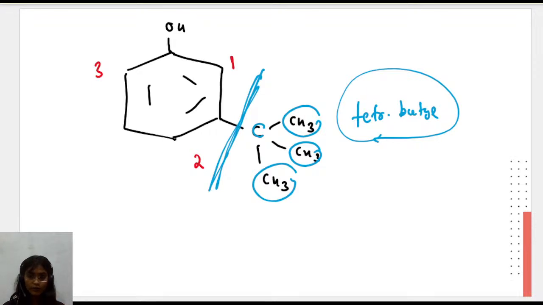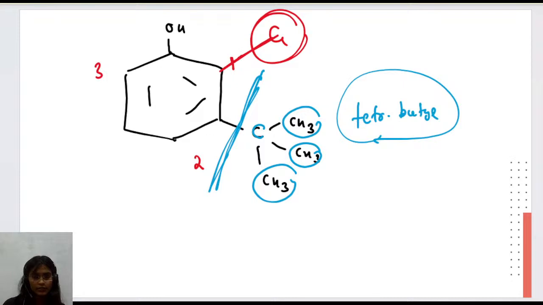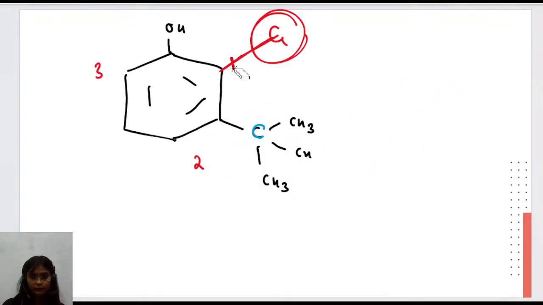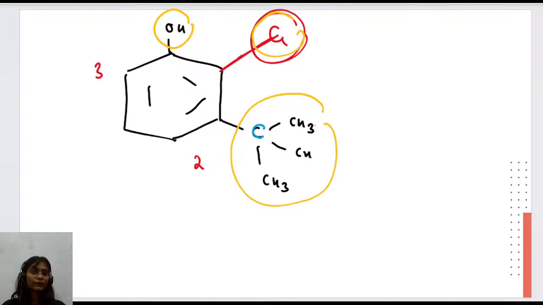Right? So let's observe this point. Let's suppose I have to connect a group here, some Z group like this. I'm erasing this. So look at this, three groups are there: the OH, the Z, and the tertiary butyl. How much hindrance is there. So it means this position is not feasible. This position is not feasible for what? We are having three things.